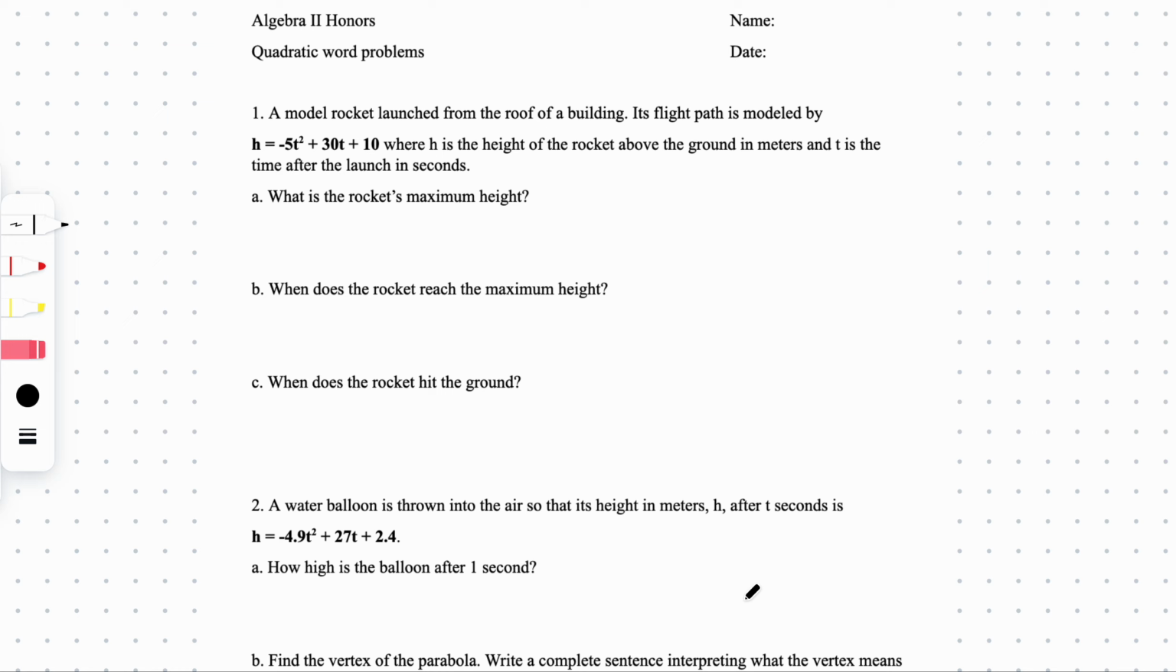Okay, so let's read this first problem. It says a model rocket is launched from the roof of a building. Its flight path is modeled by h equals negative 5t squared plus 30t plus 10, where h is the height of the rocket above the ground in meters, and t is the time after the launch in seconds. Okay, first let's graph this.